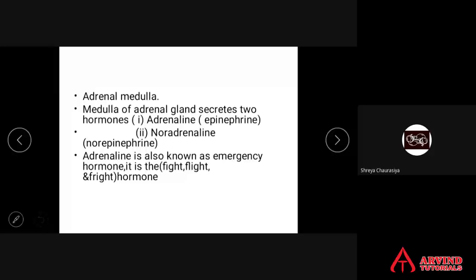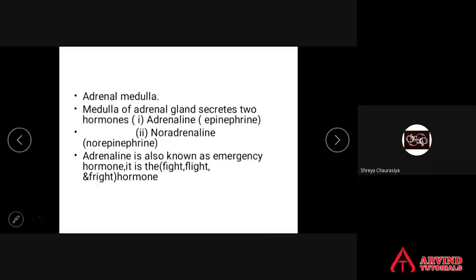Adrenaline is also known as emergency hormone. It is a fight, flight, and fright hormone. This adrenaline is generally produced by the body when the person is in stress conditions. The hormone is released at the time of stress condition. When the body faces some tension or some stresses, the body produces adrenaline. Adrenaline helps the body to deal with stress conditions or emergency conditions. It is called 3F hormones: fight, flight, or fright.